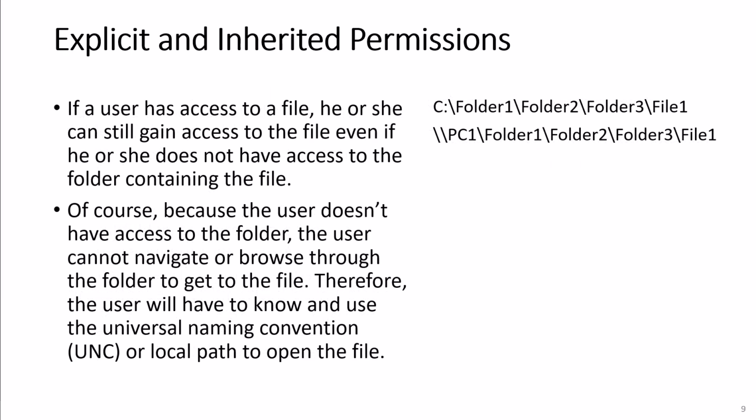If a user has access to a file, he or she can still gain access to the file, even if he or she does not have access to the folder containing the file. Of course, because the user doesn't have access to the folder, the user cannot navigate or browse through the folder to get to the file. Therefore, the user will have to know and use the universal naming convention or local path to open the file.